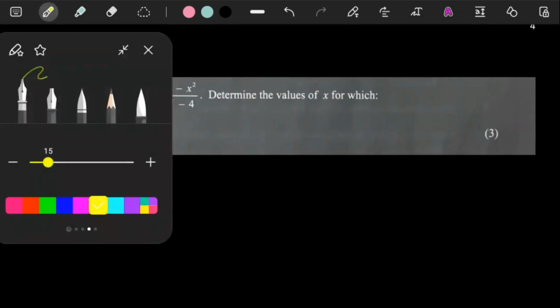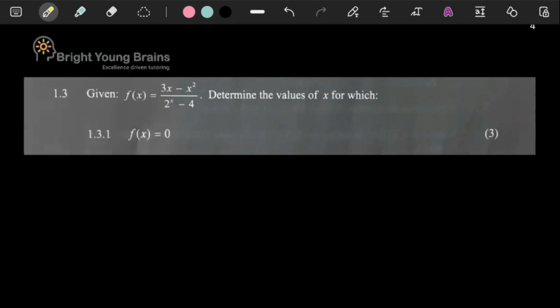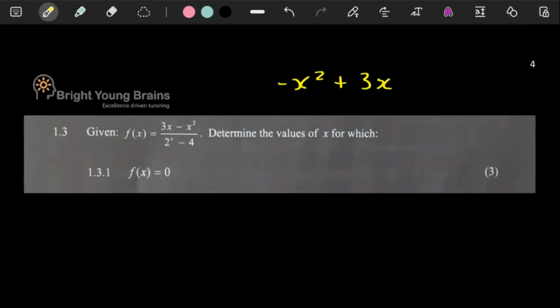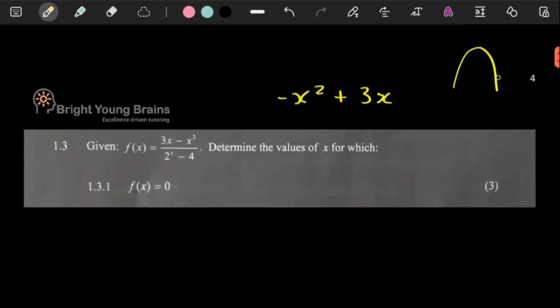The one thing you want to realize about 1.3 is that, for example, at the top, you have a quadratic equation. At the bottom, you have an exponential graph. With the exponential graph, well, at the top, we have a parabola, right? You can actually look at it as negative x squared plus 3x. This is the kind of parabola you have. It's going to be a negative parabola.